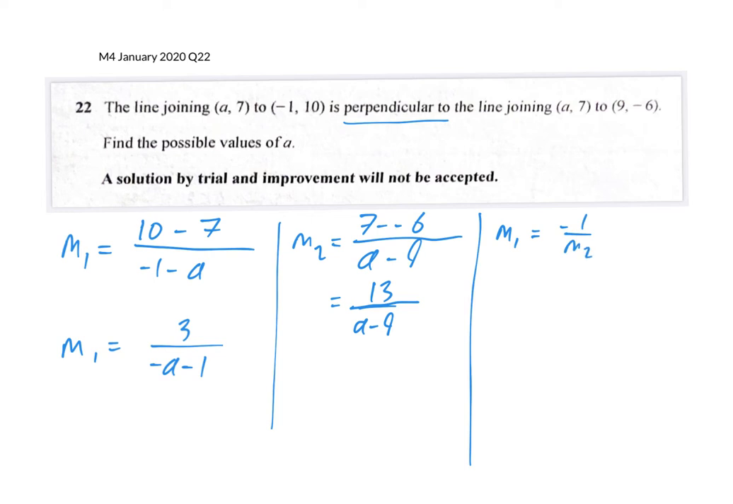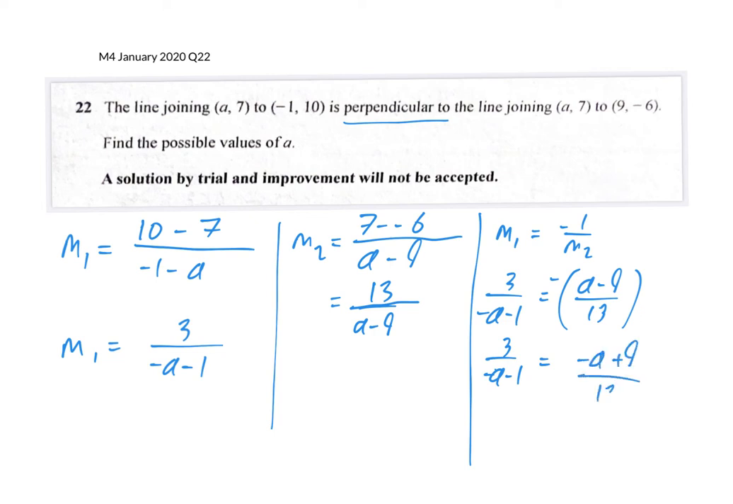So we're just going to write down our M1. It was 3 over minus a minus 1. And then we're going to flip your M2 upside down and change the sign of it. So I'm just going to say that's a minus 9 over 13, and I'm going to put a minus in front of that. Okay, what I'm going to do now is sort out that minus. So still 3 over minus a minus 1. And then the minus multiplies in, and that becomes minus a plus 9 over 13.